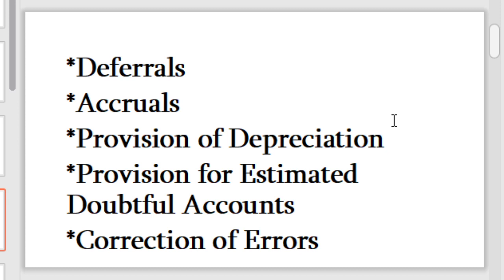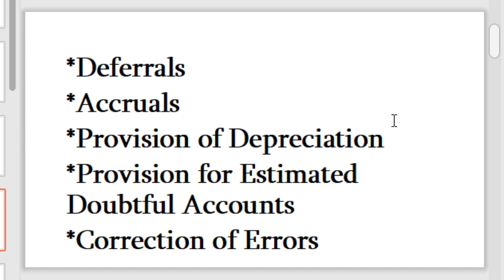Next, number 2, we have the accruals. Pag sinabing accruals, kung babalikan natin yung accrual accounting, sabi dun, income is recognized when earned regardless of when received, and expenses are recorded when incurred regardless of when paid. So, mas maintindihan natin later on kapag meron na tayong examples. Isa siya sa mga dapat i-adjust. Next is the provision of depreciation.